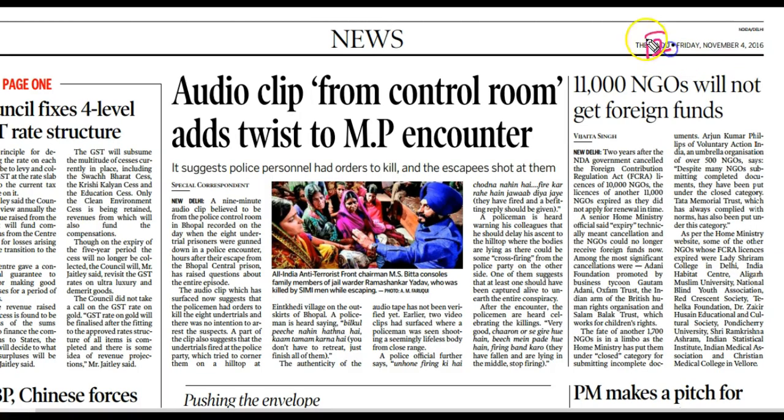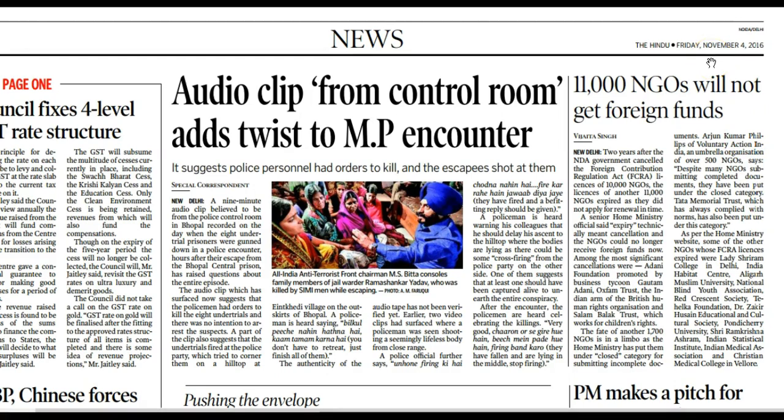In the page number 12, there is a continuation of the article of FCRA license expired for 11,000 NGOs. The important point in this article is: what is the ministry responsible for implementing the Foreign Contribution Regulation Act? That is Ministry of Home Affairs is the ministry responsible for implementing the Foreign Contribution Regulation Act and registering the NGOs and cancelling the license of NGOs on the grounds of national security.